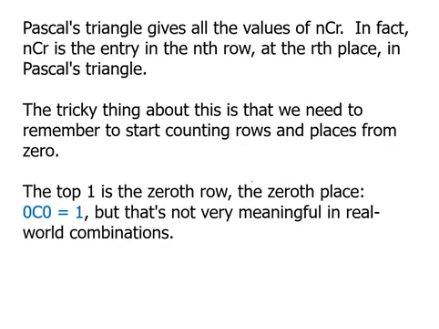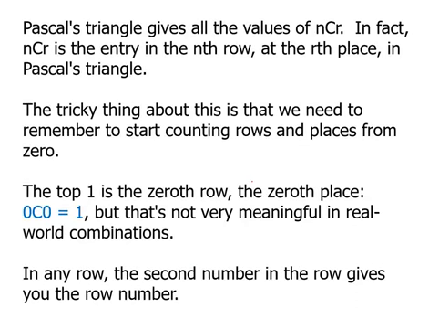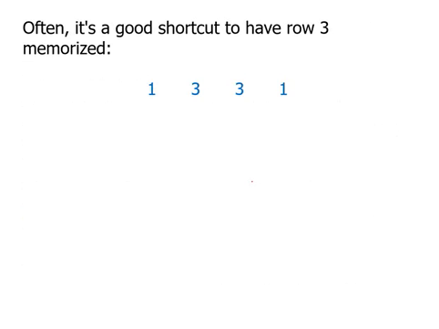0 choose 0 equals 1, but that's not very meaningful in real world combinations. You know, you have nothing. How many different ways can you pick nothing? I guess you'd have one way of picking nothing. It's not very meaningful. In any row below the first one, the second number in the row gives you the row number.